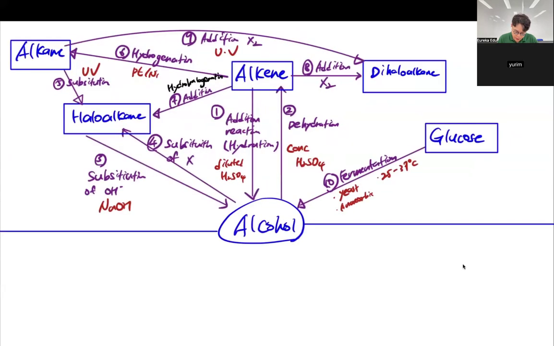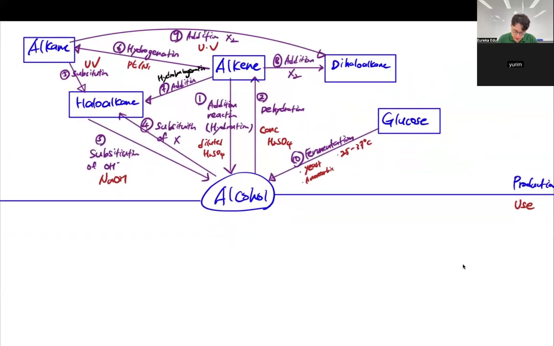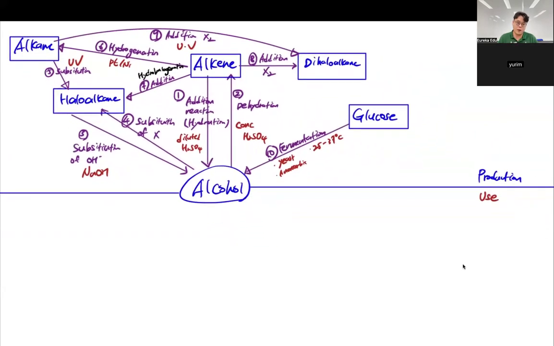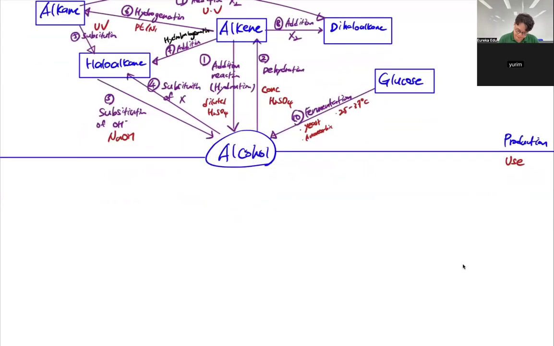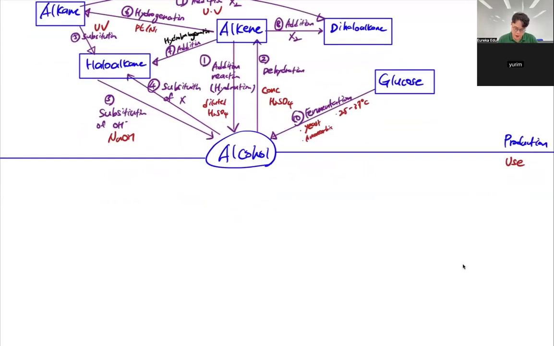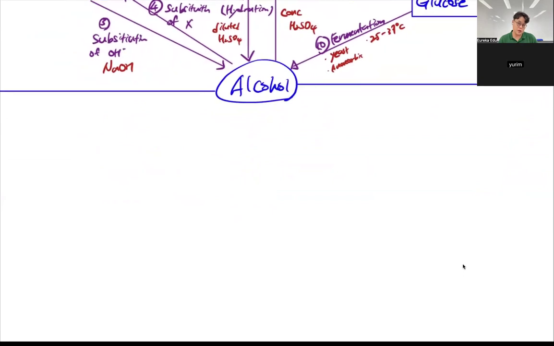So last week we went through what chemical reactions actually produce the alcohol. Typically the reactions start from haloalkane, alkene and glucose. These are the three main sources of producing the alcohols. So those you need to memorize. Now, what we're going to do today is talk about how we then actually use the alcohols.